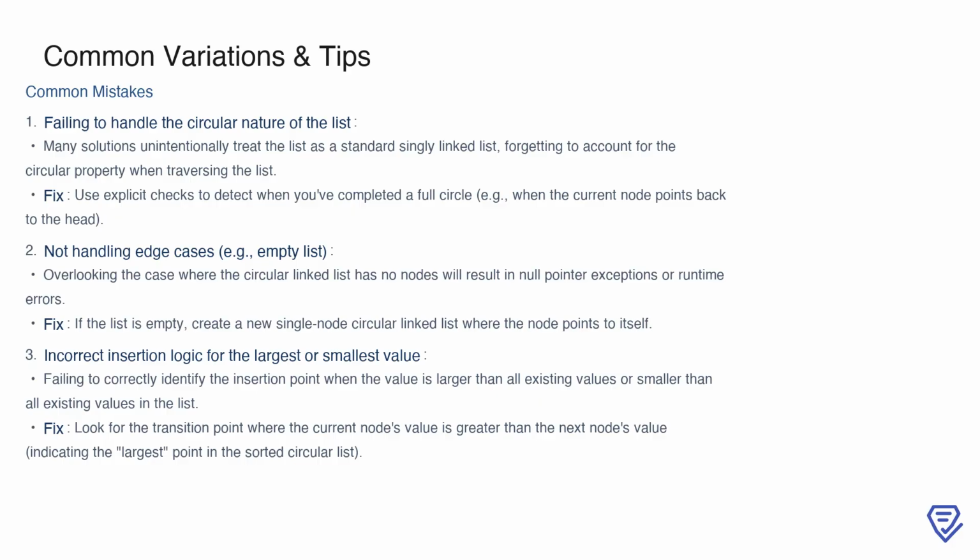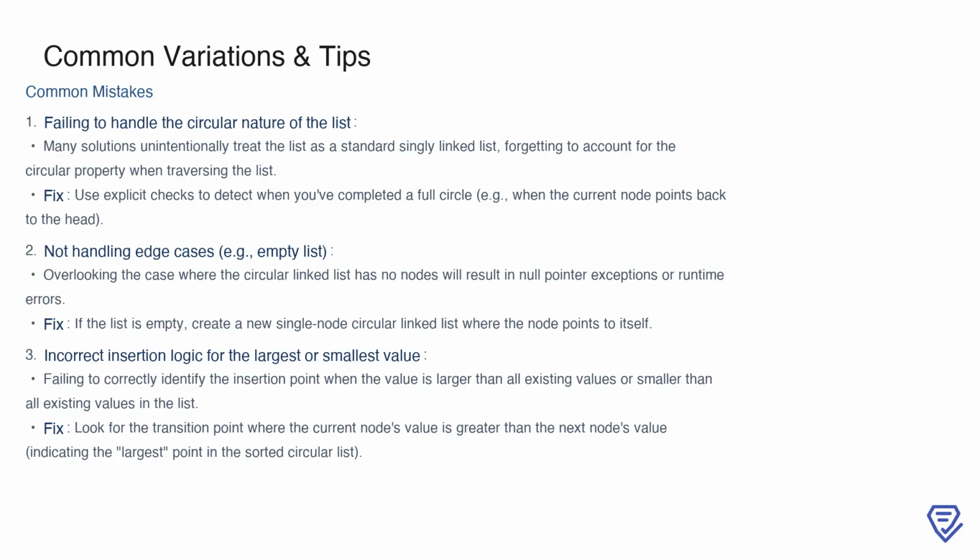Another frequent oversight is neglecting edge cases, such as when the input list is empty. If the list has no nodes, your solution must create a new single-node circular linked list where the only node points back to itself. This ensures the circular property is maintained right from the start. Finally, inserting values that are either smaller than the smallest value or larger than the largest can be tricky.